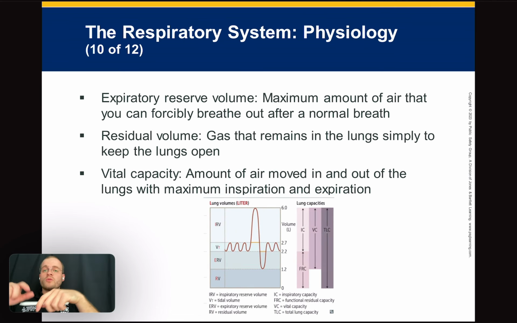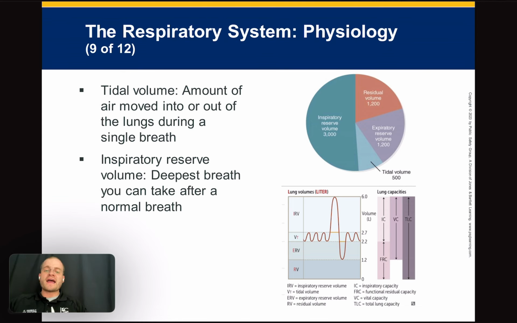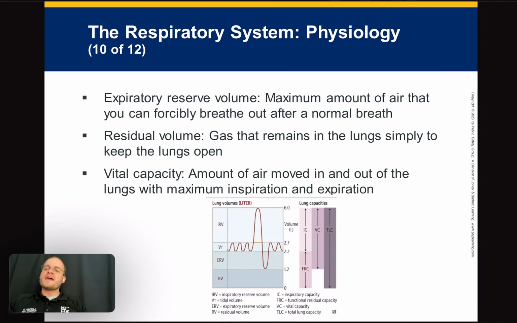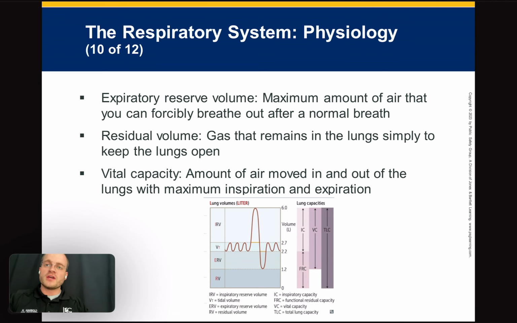And then we have the expiratory reserve volume. So what is this? This is the maximum amount of air that you can forcibly breathe out after a normal breath. So let's do it, right? So breathe in, breathe out, right? That's your expiratory reserve volume. It's the amount of air that I normally have in my chest that I have control over breathing out. And that's around 1,200 milliliters, or 1.2 liters. Decent amount of air, all right?